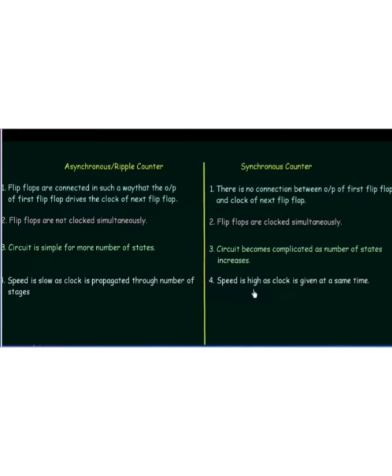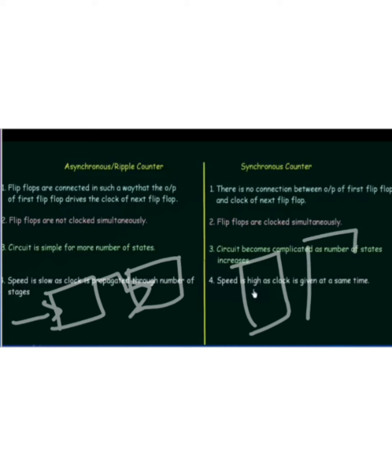Second point is that the flip-flops are not clocked simultaneously in an asynchronous counter, because I have seen that there is a delay between the first clock pulse and the second clock pulse. Here this is the first flip-flop, the clock is first given to the first flip-flop and then its output is given to the second flip-flop, so the clock pulse is not simultaneous in these flip-flops. But in a synchronous counter, clocks are given simultaneously to each flip-flop.